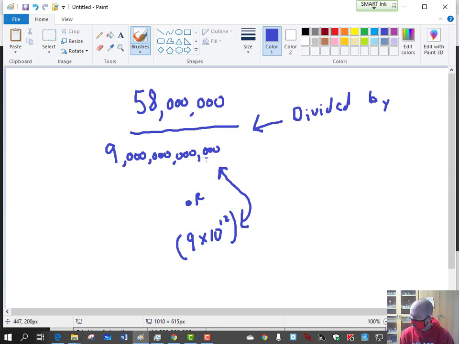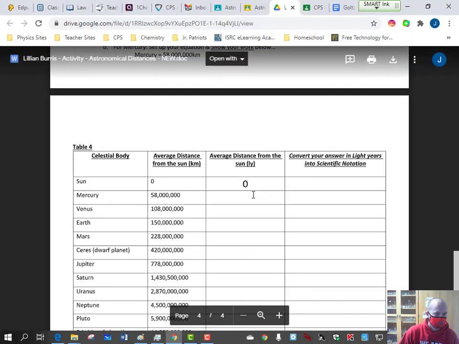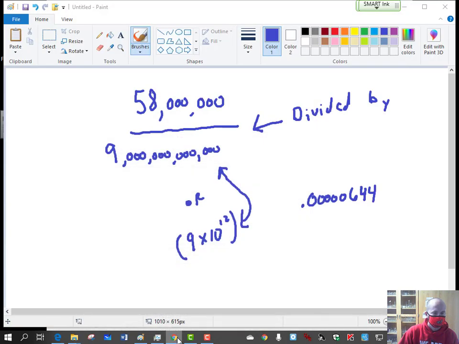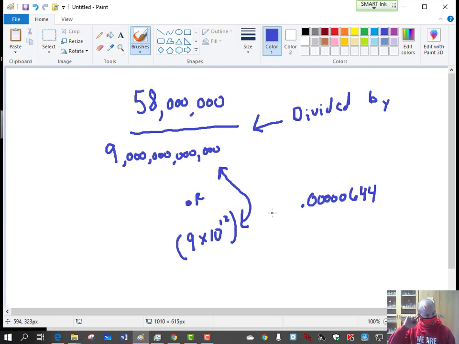When you do that, you're going to get a small number. I don't have my calculator in front of me, but I think it's 0.00000, might be 4 or 5 zeros and then 644. Notice that's a very small number. You would write that into this spot here. If you get a big number, that means you did it wrong. It means you multiplied or you didn't put it in brackets or something. So anyway, each one of these is going to be a small number.